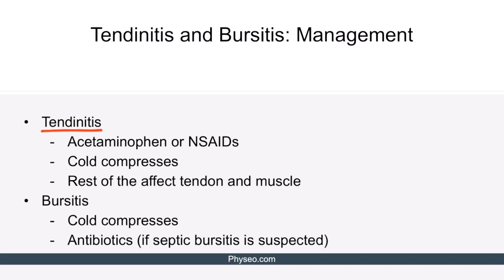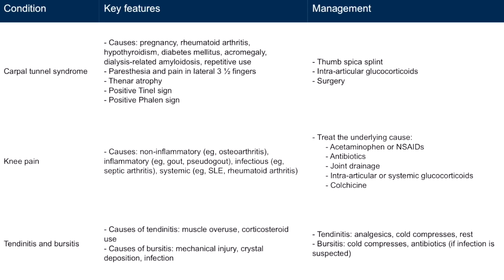Tendinitis is treated with acetaminophen or NSAIDs. Cold compresses and rest of the affected tendon and muscle are also beneficial. Bursitis can be managed with cold compresses. Antibiotics are needed only if septic bursitis is suspected. Here's a table summarizing the topics discussed in this lecture. Please pause the video and take a moment to consider this table.